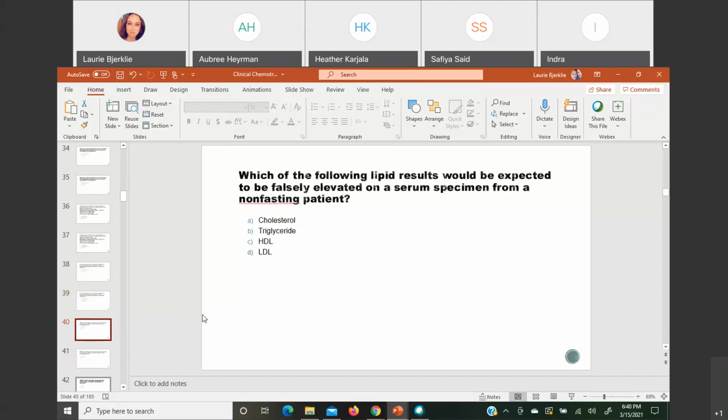Which of the following lipid results would be expected to be falsely elevated on a serum sample from a non-fasting patient? So if your patient was not fasting, what would be falsely elevated?